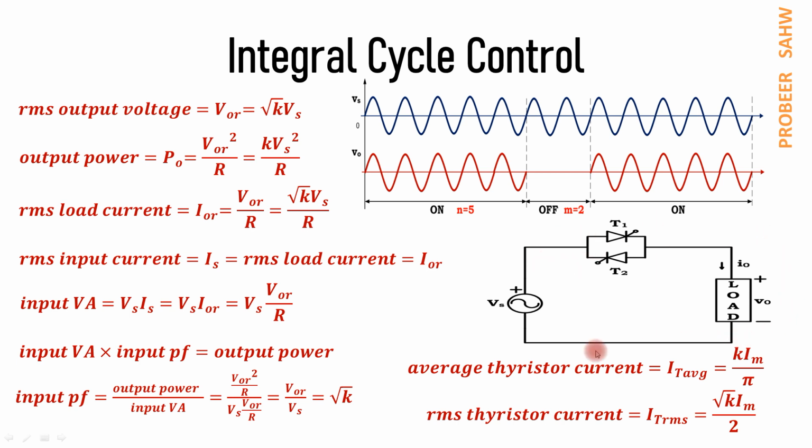This is the simple circuit diagram of integral cycle control of AC voltage controllers, where 2 thyristors are in anti-parallel. Whenever supply is positive, thyristor T1 is fired. Whenever supply is negative, thyristor T2 is fired. Whenever supply is positive and thyristor T1 is fired, output voltage and current will be positive. Similarly, when supply is negative and thyristor T2 is fired, output voltage and current will be negative. These are a few parameters of interest for this circuit: RMS output voltage, output power, RMS load current, RMS input current, input VA, input power factor, average thyristor current, and RMS thyristor current.